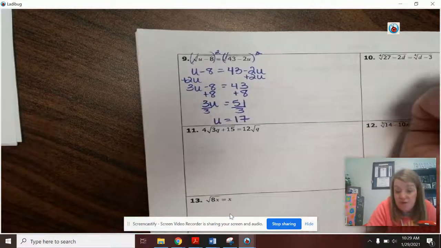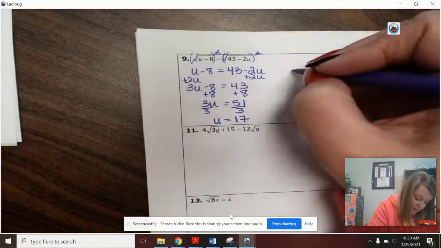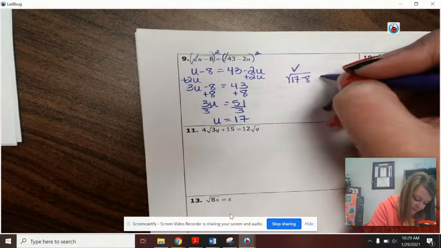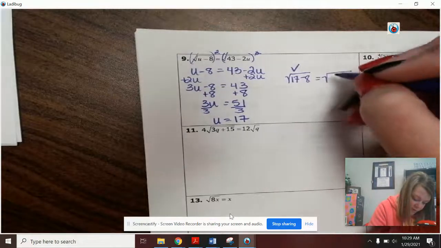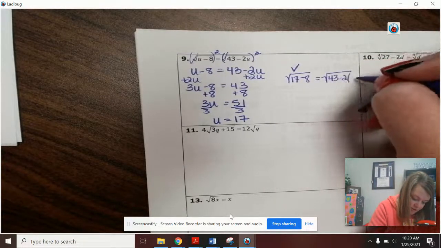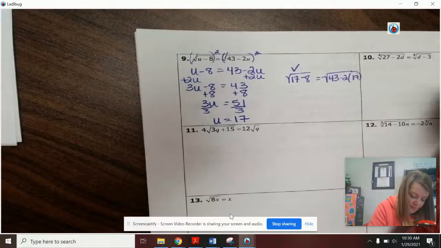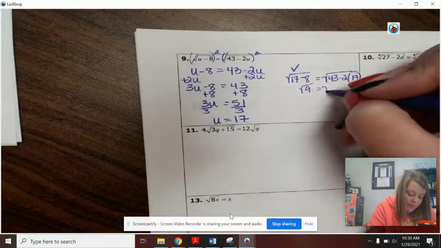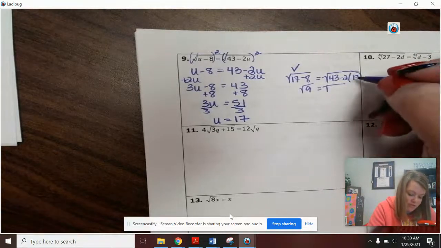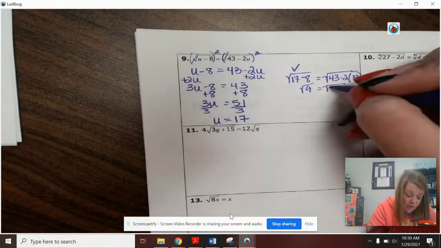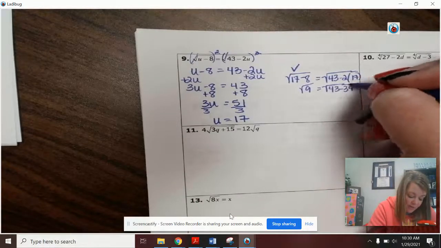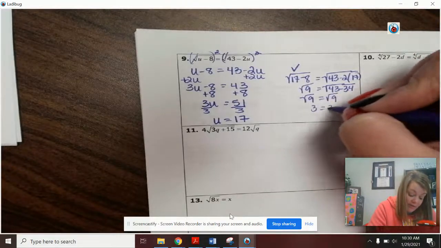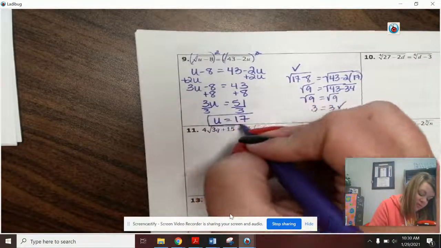But again, we need to do a quick check on these. So I'm going to make sure that works. So let's check it. The square root of 17 minus 8, does that equal the square root of 43 minus 2 times 17? Well, the square root of 17 minus 8 is the square root of 9. The square root of 43 minus 2 times 17, that's 34. So 43 minus 34, that's the square root of 9 equals the square root of 9. And we know that that's true. So u equals 17 is good.